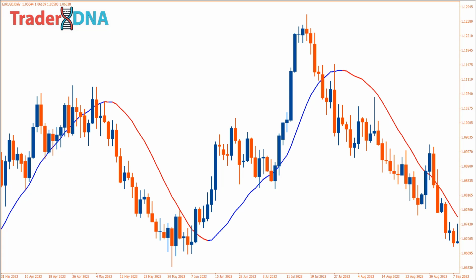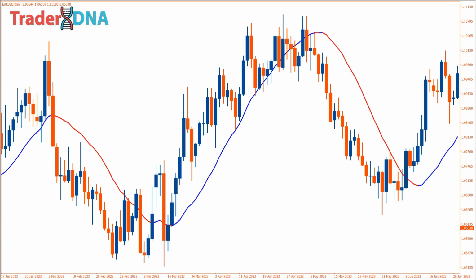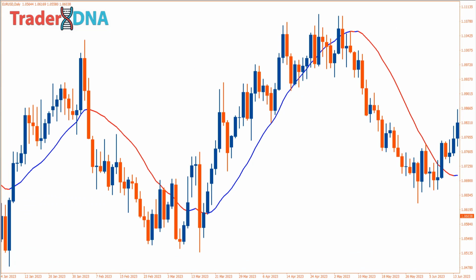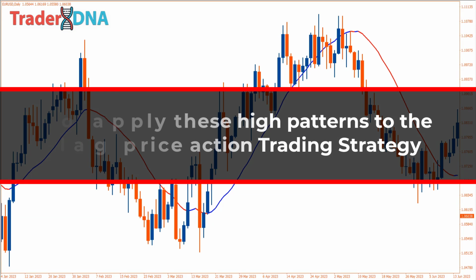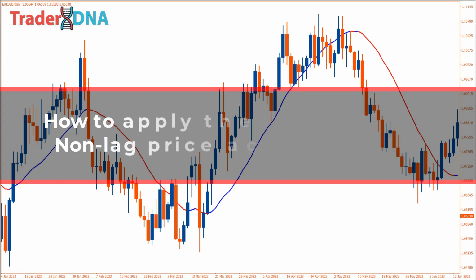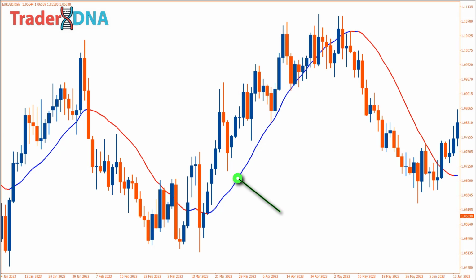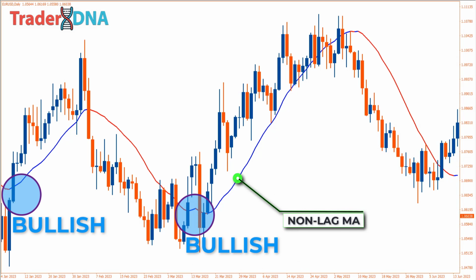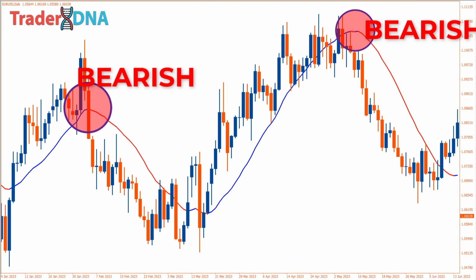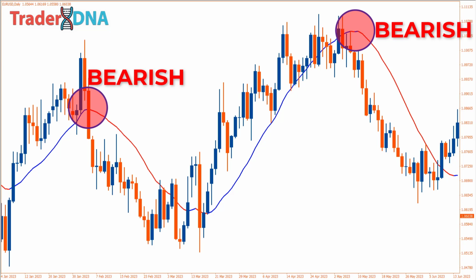But don't worry, you can also verify this for yourself because I'll provide you with this indicator for your own use. Now, let's talk about how to use the non-lag MA indicator. As you can see on this chart, when the non-lag MA line changes from red to blue, it signals a shift in the trend from bearish to bullish. Conversely, when the non-lag MA line changes from blue to red, it signals a shift in the trend from bullish to bearish.